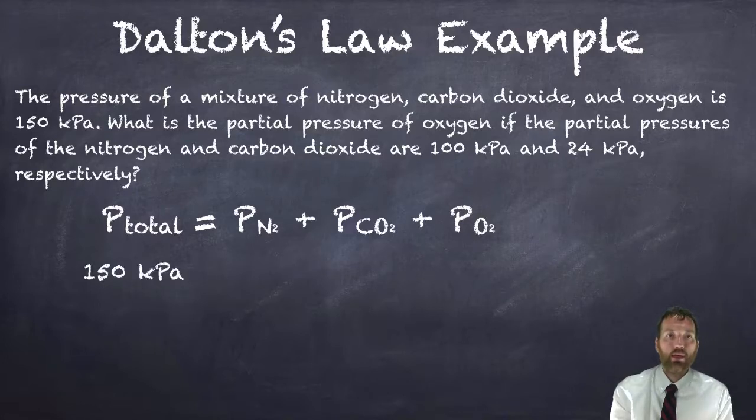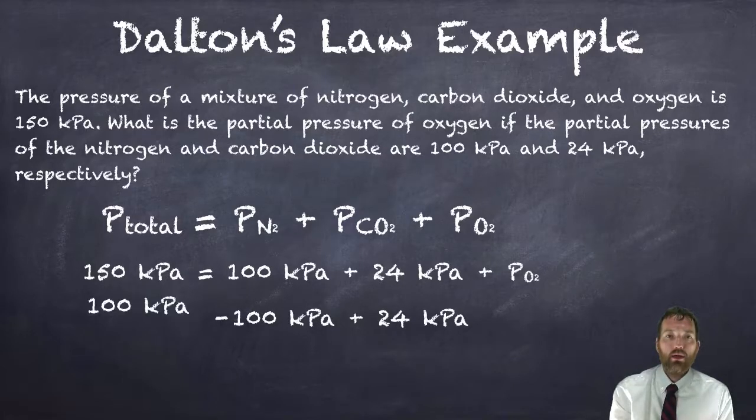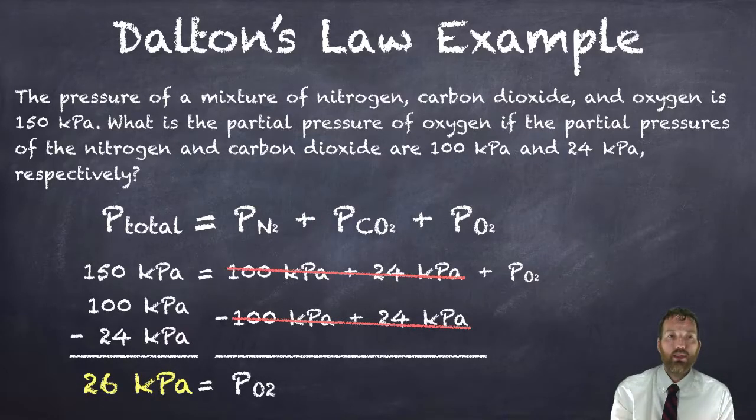So they've given us P total in the math problem. It's 150 kilopascals. They also give us the pressure of the nitrogen. It looks like that is 100 kilopascals. And the carbon dioxide is 24 kilopascals. And they want to know the partial pressure of the oxygen. So to do this, we just need to isolate the partial pressure of the oxygen by subtracting both sides by 100 kilopascals plus 24 kilopascals. On the right, they will cancel and leave us with the pressure of oxygen. On the left, 150 minus 100 minus 24 is 26 kilopascals of pressure.